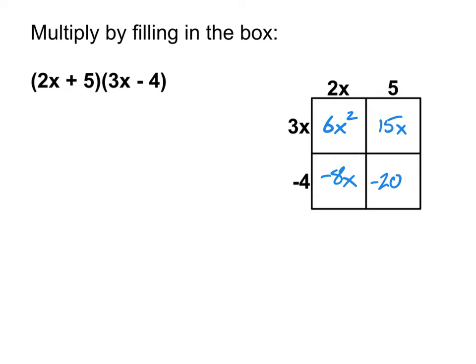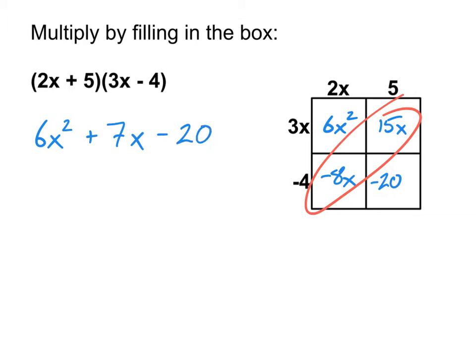All right, so if I actually want to multiply it out then, basically what I need to do is just combine the like terms of what I have in this box and write them all out as a single expression. So the 6x squared, it has no like terms, so it's just going to be 6x squared. The 15x, it does have a like term with the minus 8x. So I'm going to do 15x minus 8x, which is 7x. And then the minus 20 on the end, it doesn't have any like terms, so it stays a minus 20.